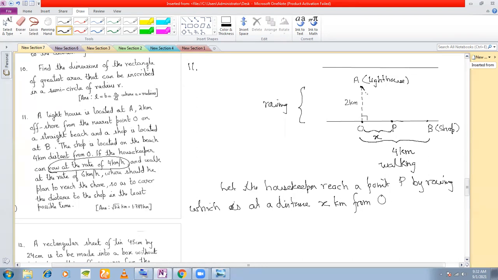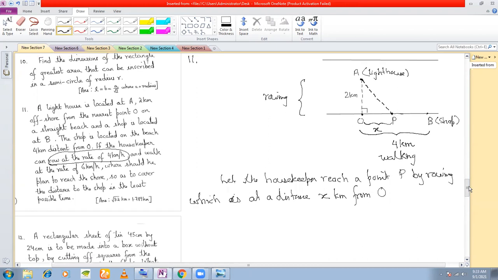Now you understood this problem? That means from A to P he is rowing, and then from P he starts walking. So the question here is, where should he plan to reach the shore? He is reaching the shore at P, which is at a distance of x from O, so that the journey is covered in the least possible time.